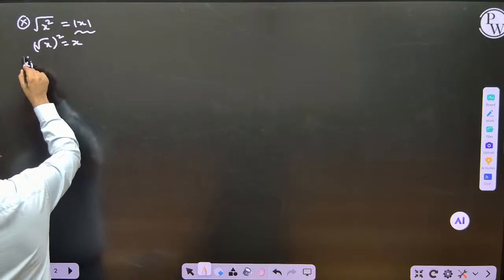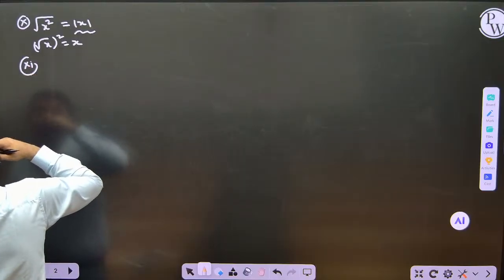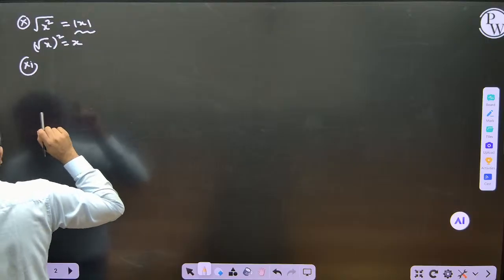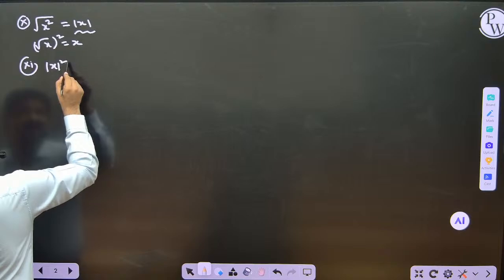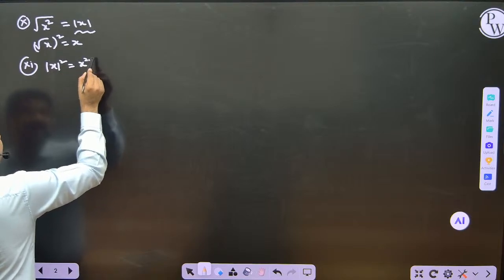Next, the 11th one. Modulus of x whole square and x square both are the same.